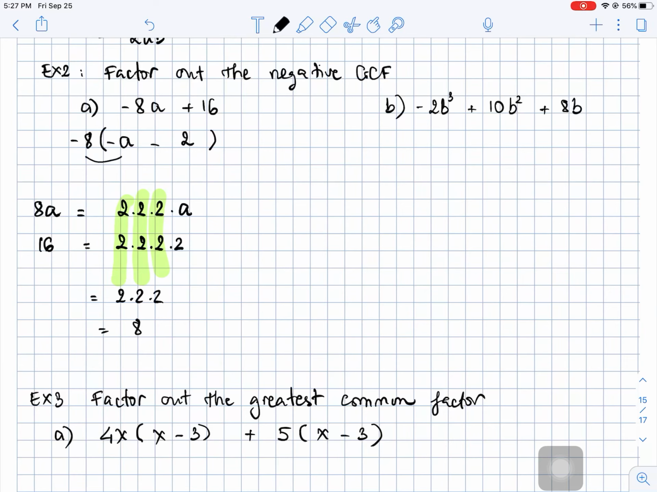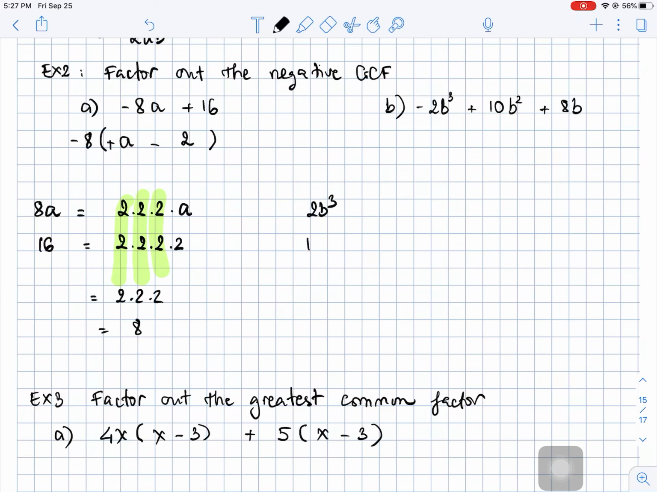Now we do the sign. We just have to put minus for both. Now we check the sign. Negative 8 times negative A is positive 8A, which is wrong, so we have to change it to plus. And then negative 8 times negative 2 is plus 16, so that negative 2 is correct.